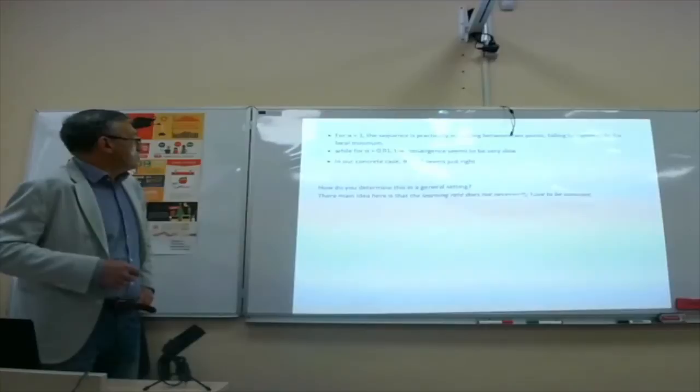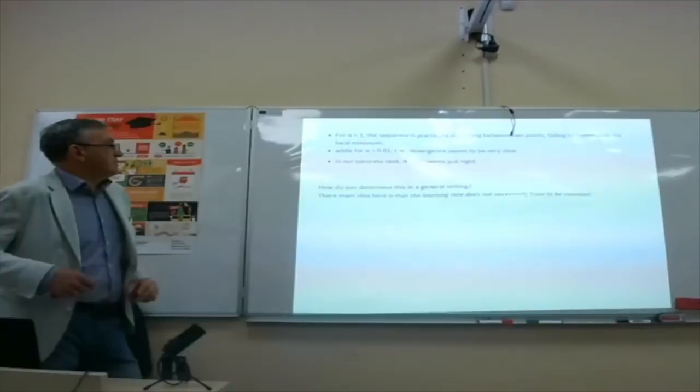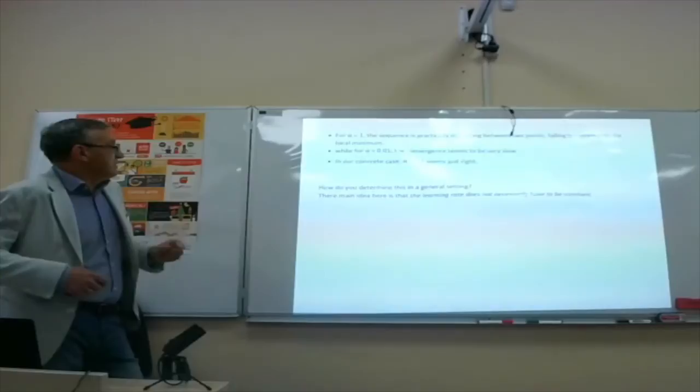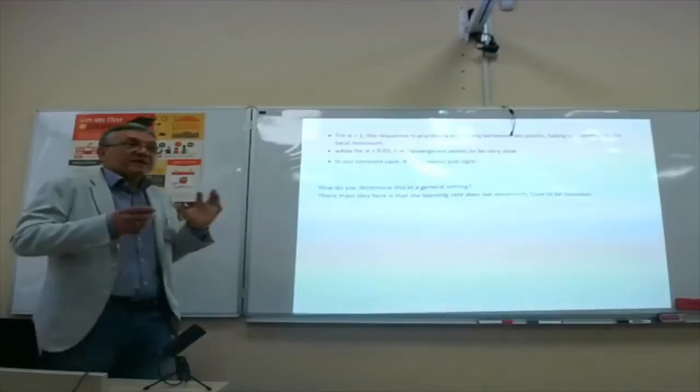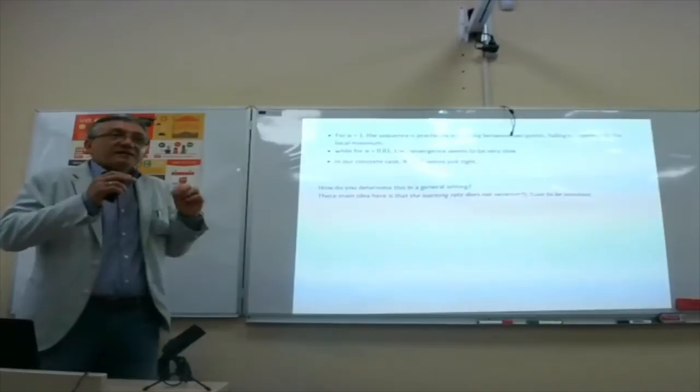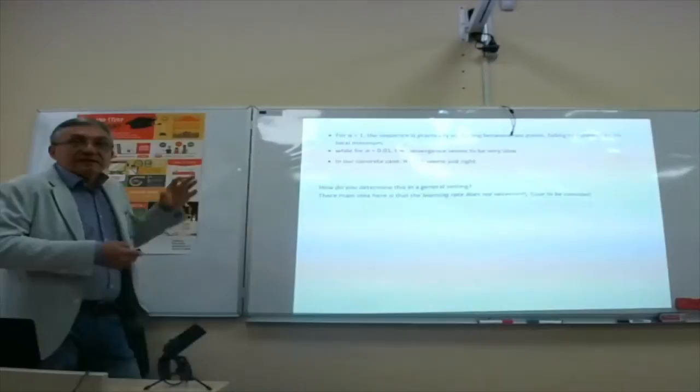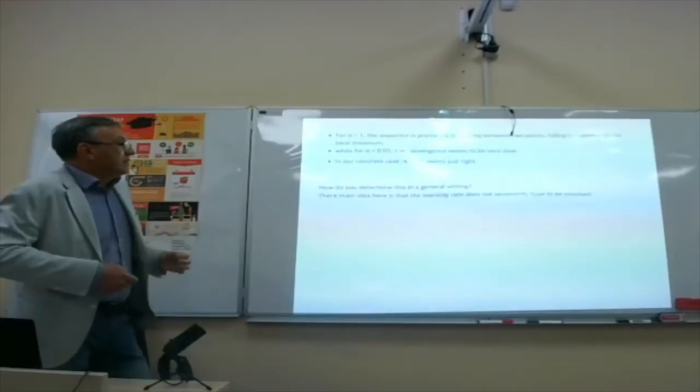How do you determine this in a general setting? The main idea here is that the learning rate does not necessarily have to be constant. Maybe we have an opportunity to choose an initial value and then change it, fit or calculate the learning rate step by step, and maybe we will have better results.